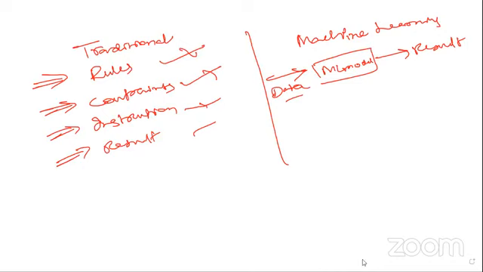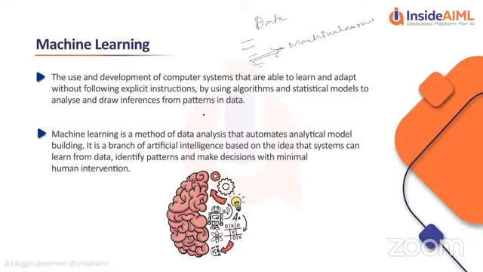So let's see what the definition tells us about it. The use and development of computer science that will be able to learn and adapt without following explicit instructions. In machine learning, we are not giving any explicit instruction. By using algorithms and statistical models to analyze and draw inference from the patterns in data. How does it give us the result? It gives us the result by just, one second.